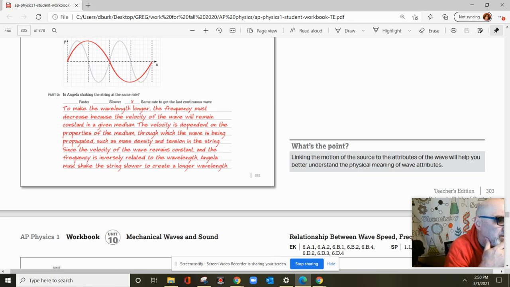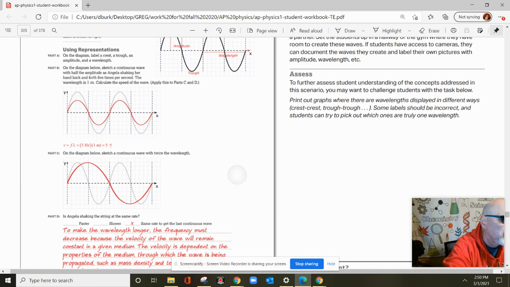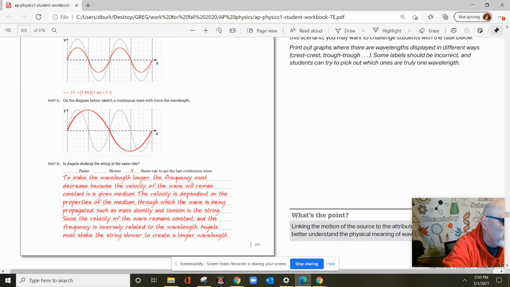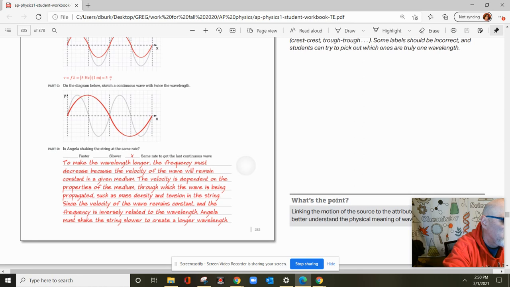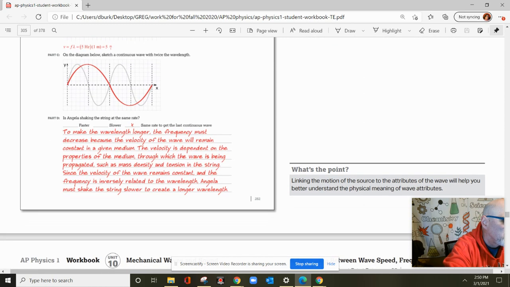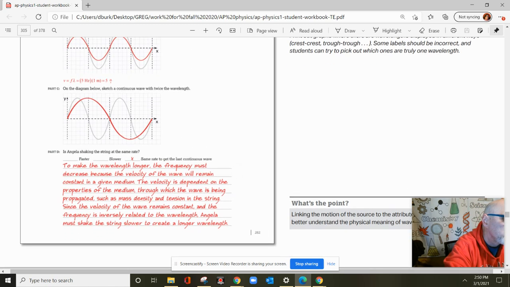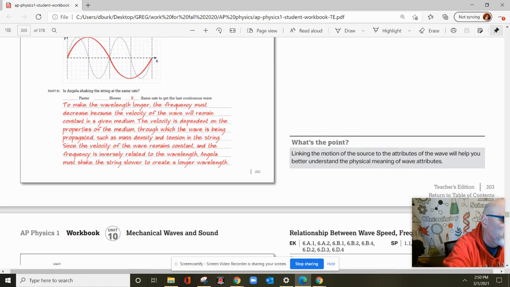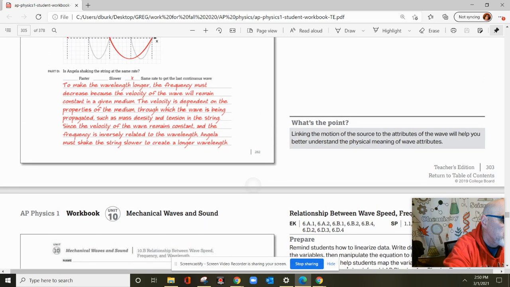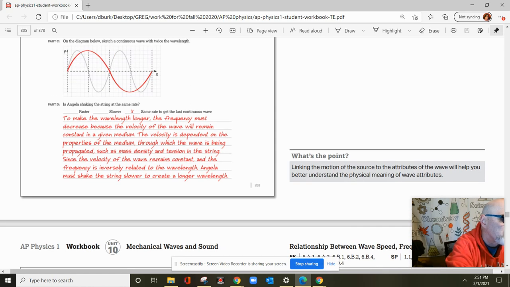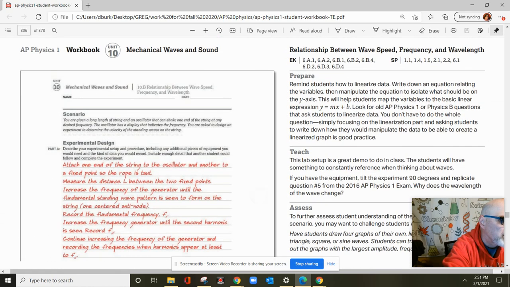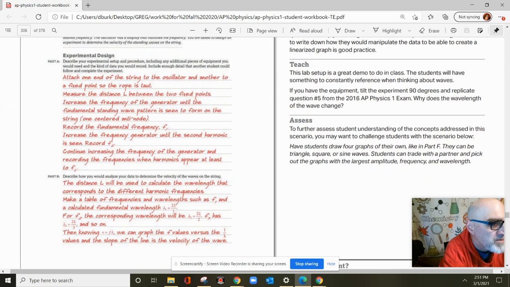Is Angela shaking the string at the same rate when she makes the last continuous wave? To make the wavelength longer, the frequency must decrease. I think you are shaking the slinky slower, giving it a slower frequency to get more wavelength. And that's what it says here in the words: must shake the slinky, string, slower to create a longer wavelength, but the same rate box is checked. That doesn't make any sense. I don't know what to say.